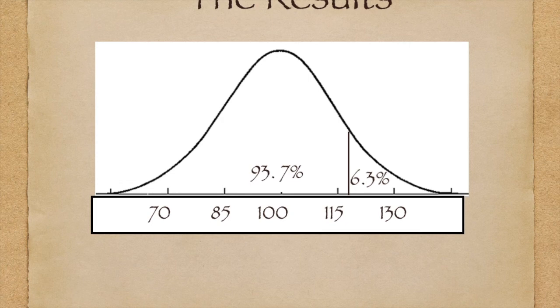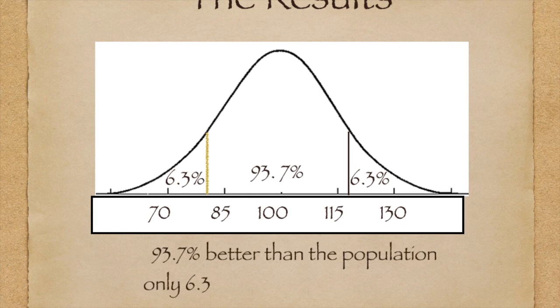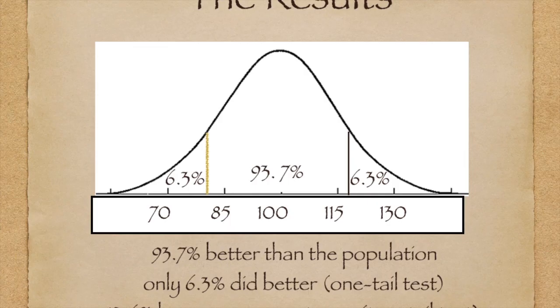If you double the value, you get a two-tailed p-value of 12.6, which means that 12.6% of the population had a score as extreme on either side of the mean. To summarize, a person with an IQ of 123 did better than 93.7% of the population, with only 6.3% doing better than them and only 12.6% having a score that deviated from the mean as much or more.